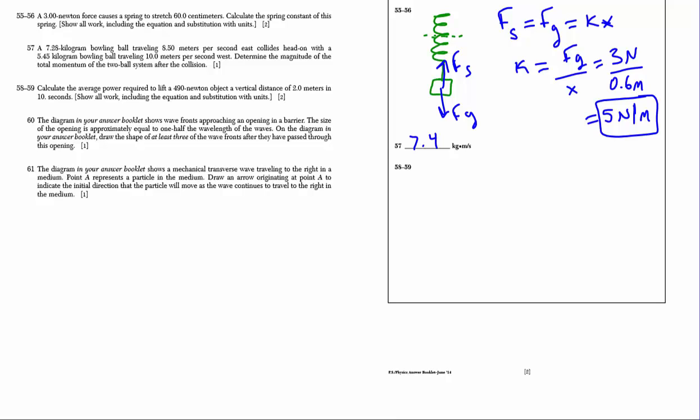Okay, 58 through 59 would be this one up here. We're going to be dealing with power, so we want to know the average power required to lift a 490 Newton object a vertical distance of 2 meters in 10 seconds. We do need to show our work, so I'm going to make a knowns list and indicate that the power is equal to 490 newtons. I know the distance it is lifted is 2 meters. I know the time to do that is 10 seconds.